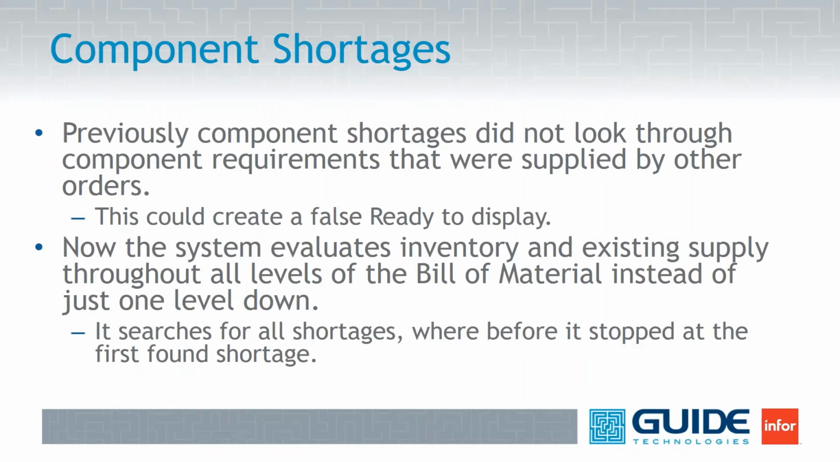But now the system completely evaluates the inventory all the way through the routing and BOM and the indented routing and BOM, looks at existing supply through all levels and not just one level down, and it searches for shortages where before it stopped at the very first shortage it found. So now it's much more comprehensive in V10, and it gives you a much more accurate picture of your available to promise or capable to promise.